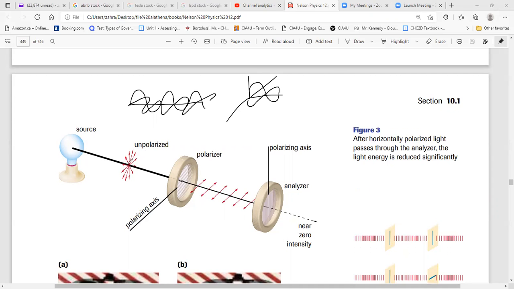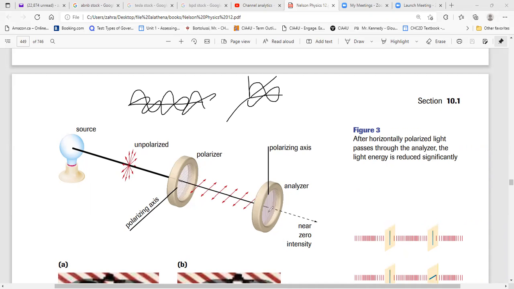When we're talking about a polarizer, if you put a polarizer in the direction of unpolarized light coming from, for example, a light bulb, just the light that is oscillating parallel to the polarizing axis will pass through, and the rest will be blocked. Now, this is horizontal, right? The axis is horizontal, just the horizontal one is passing through.